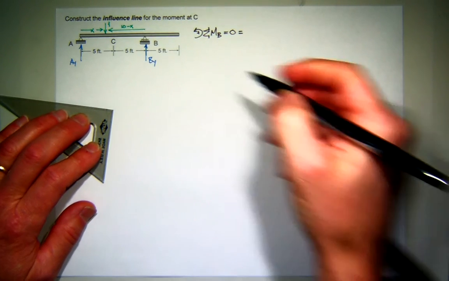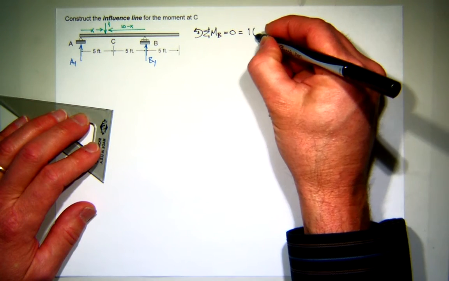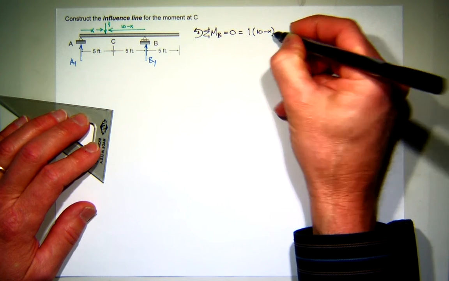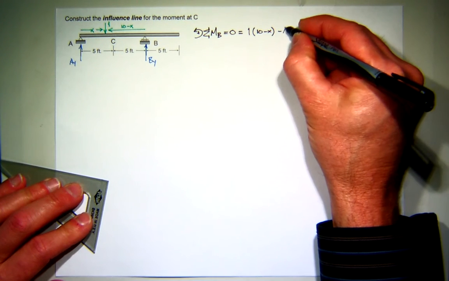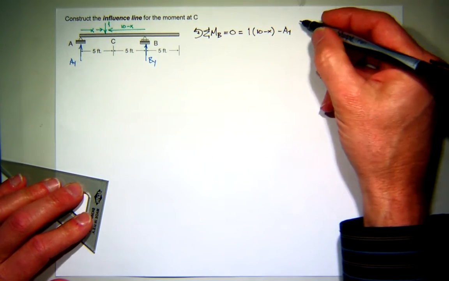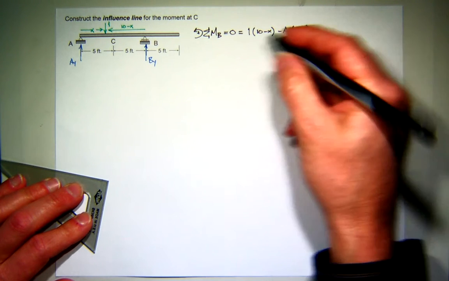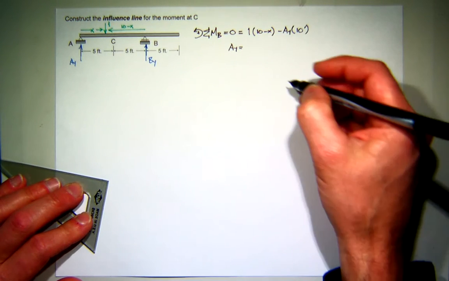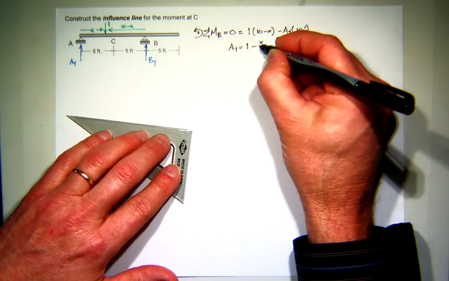So now I'll know that about B, the unit load creates positive moment. There's the force. And the moment arm would be 10 minus X. And then I'll have my reaction at A, which is going to create negative moment about B, and it'll have a moment arm of 10. So solve for AY. And it looks like you're going to get 1 minus X over 10.